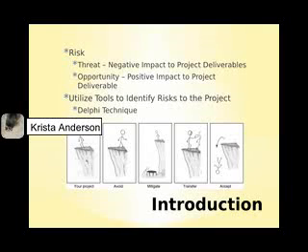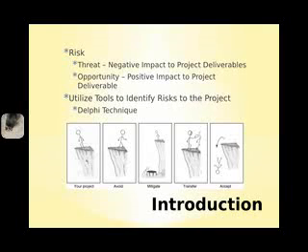According to the PMBOK guide, project risk management includes the processes of planning, identifying, analyzing, responding to, and controlling risk on a project. Risk management is an important component of the project planning process because risks have the potential to affect project deliverables. Project risk is defined as uncertain events or conditions that may occur, and they have either a positive or negative effect on a project's objectives.